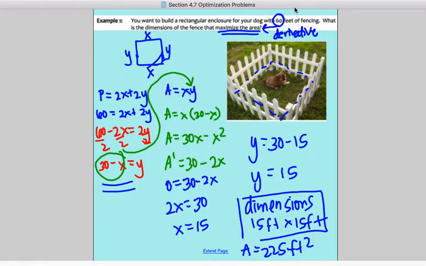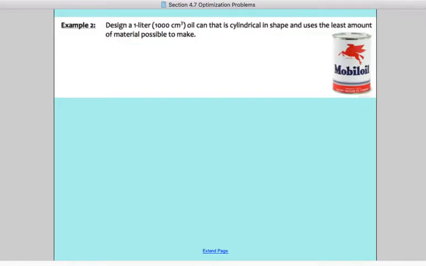Usually the other one you can plug specific number information into it. Then you would solve this for either x or y, plug it into your area equation, take the derivative of that and set it equal to 0. Okay. So let's go ahead and do another one.